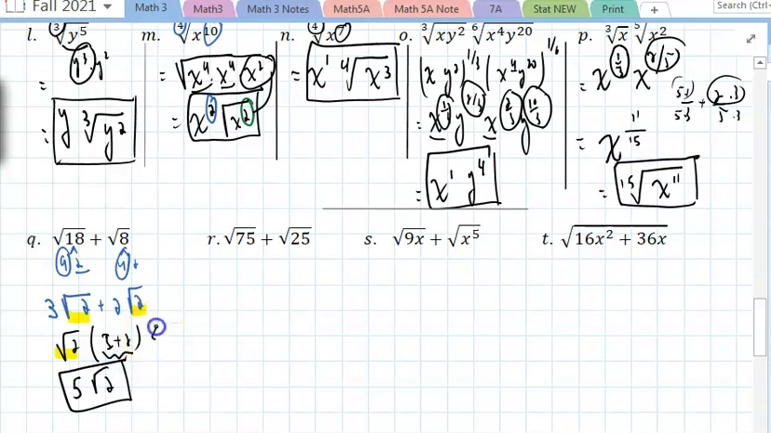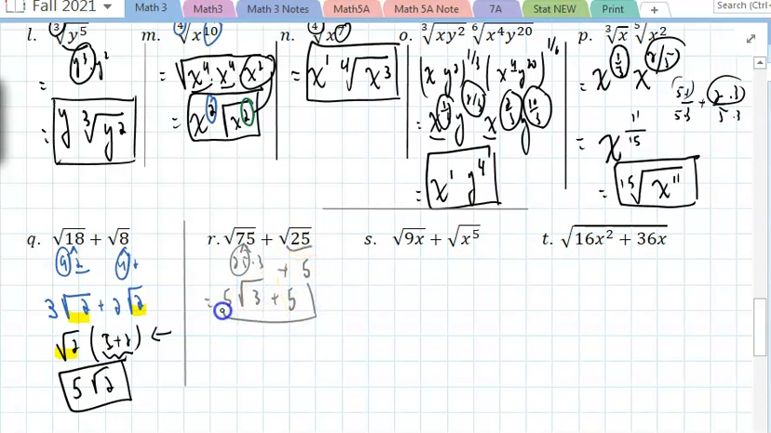Of course, you don't need to show that, but for starters, it's a good idea if this is a bit confusing to you. Same deal here. I say, well, okay, that's 25 times 3. So 25 clears the radical as a 5, and you have radical 3 left. And square root of 25 is 5.